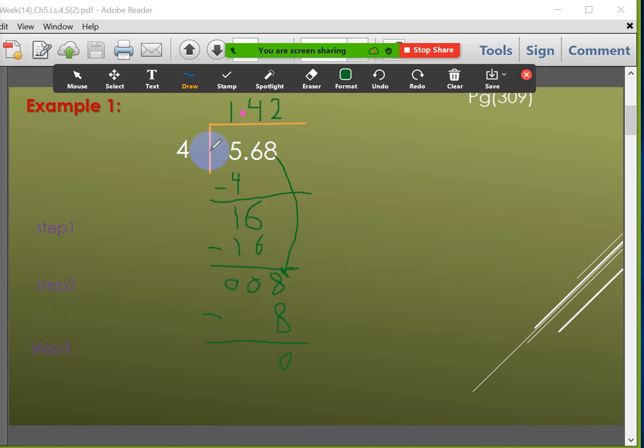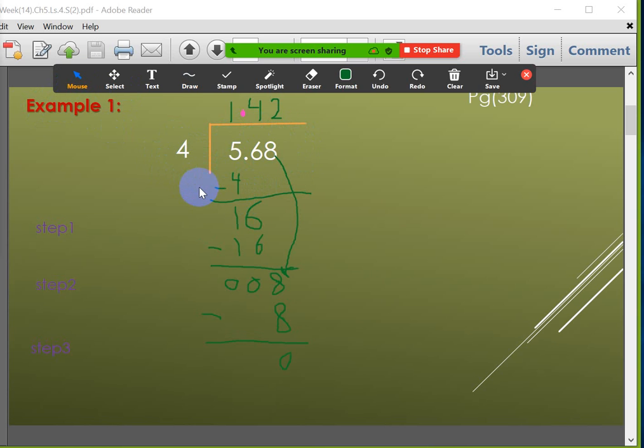Could I check if my answer is correct or not? Yes, of course, I can check my answer. You can do the same steps that we learned in the division: you have to multiply the quotient with the divisor. If the answer equals the dividend, that means my answer is correct. And now we will do it in the next example. Okay?